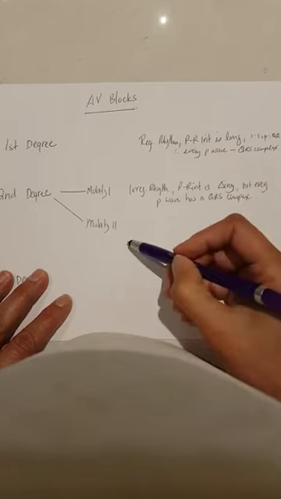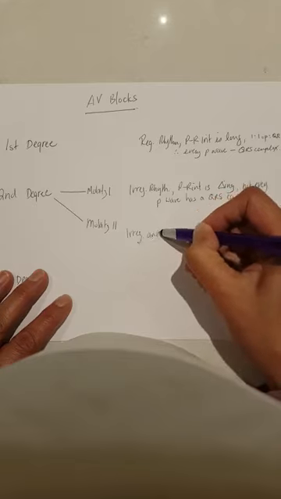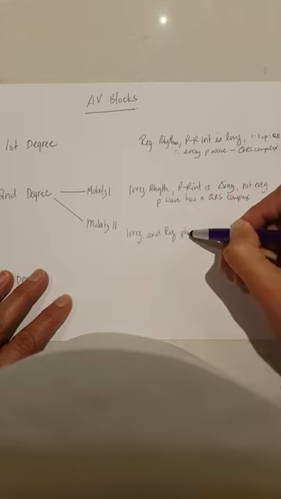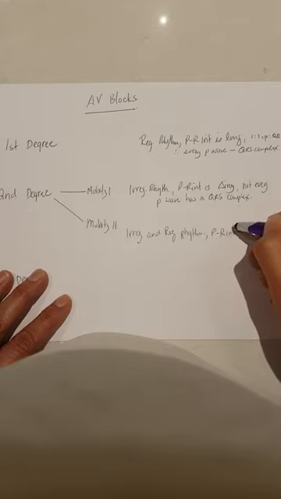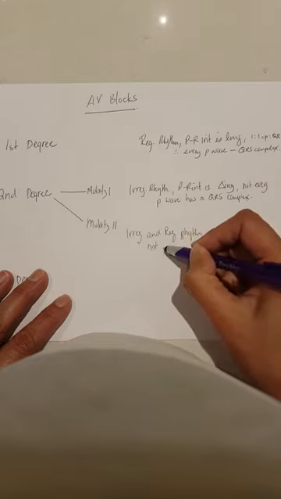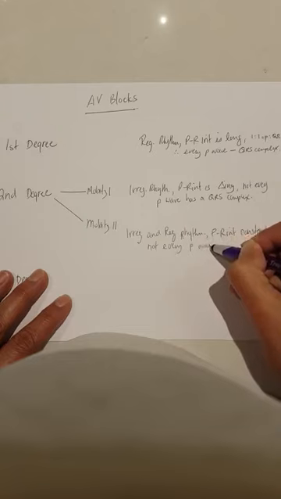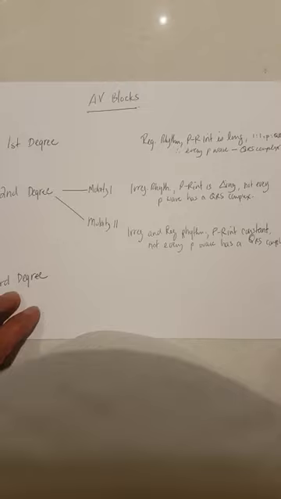Down here for Mobitz 2, the rhythm can look both irregular and regular. Here, the PR interval is constant. But again, not every P wave has a QRS complex. And when I am talking about the regularity of the rhythm, this is by quick observation to see whether or not the ventricular rhythm looks regular to you.